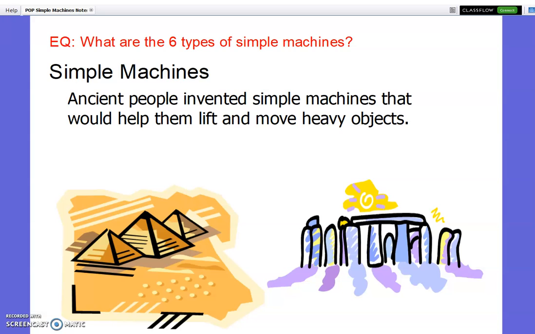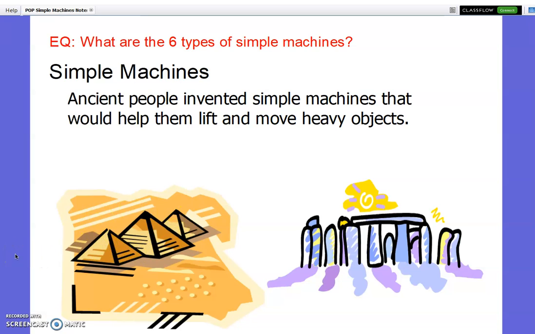Our question today is, what are the 6 types of simple machines? All machines, no matter how complicated, can be broken down into 6 simple types of machines or combinations of those 6. Now, ancient people invented these simple machines to help them lift and move heavy objects. For example, the Great Pyramids.